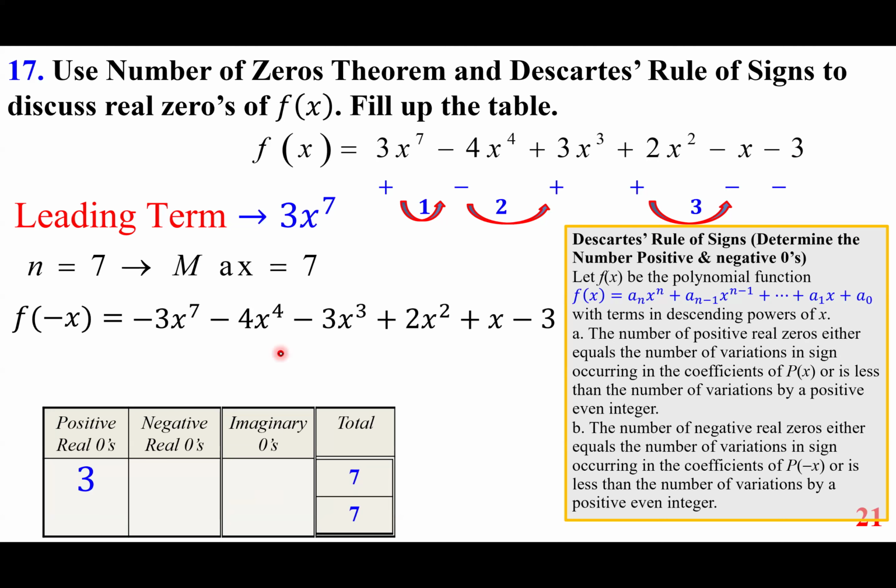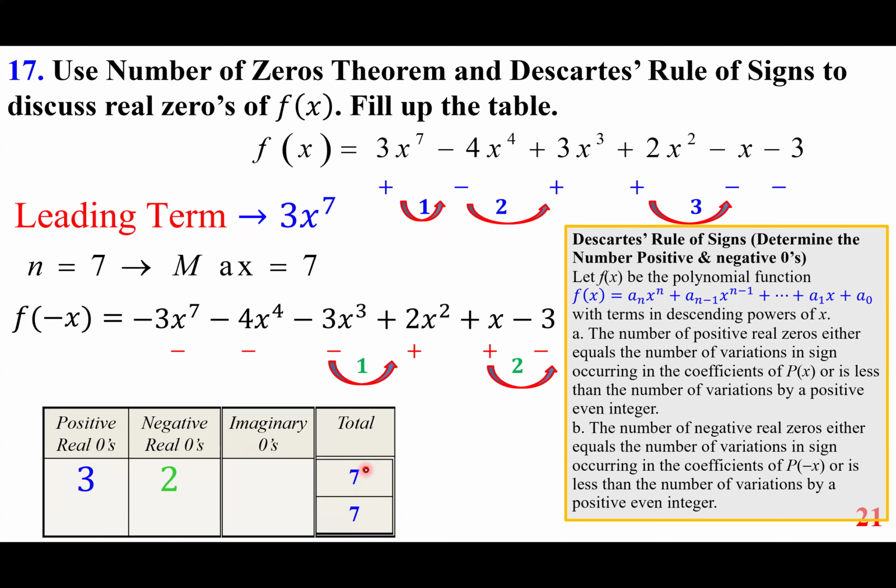So look at the sign changes. This goes from negative to negative, no change. Negative to negative, no change. Negative to positive is one change. So negative, negative, negative, positive, positive. So we have one change here. There is no change, positive to positive, and there is one change here. So we have 1 and 2 changes. So for positive real zeros, there were 3 changes. Negative must be 2. This is what Descartes' rule of signs says.